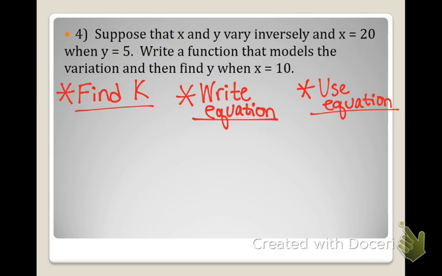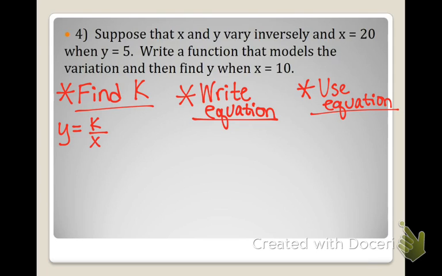X and Y vary inversely, and X is equal to 20 when Y is equal to 5. So if we're varying inversely, again, you choose which equation you like. I like to remember the same equation every time, so I like Y equals K over X. If you prefer the K equals equation for this first part, that's also fine. You can write it that way too.